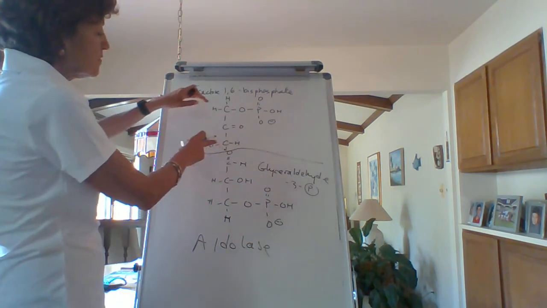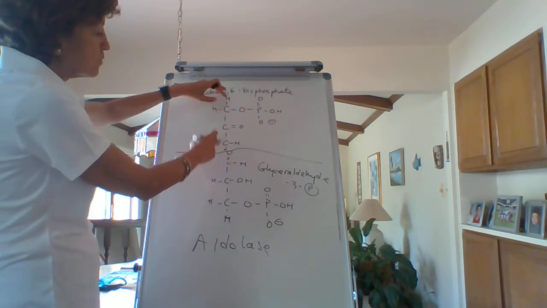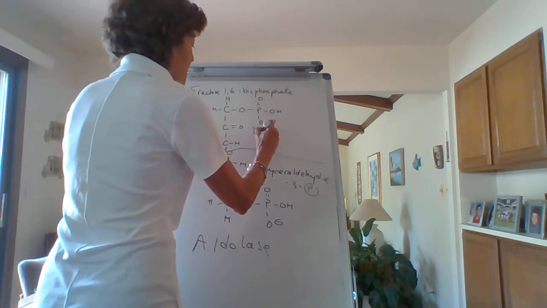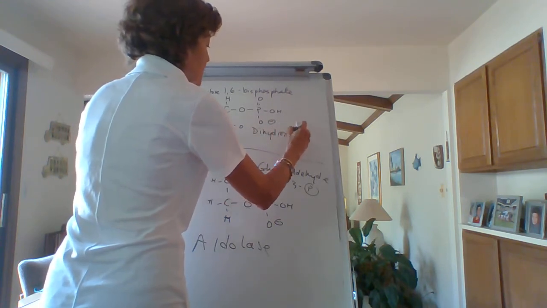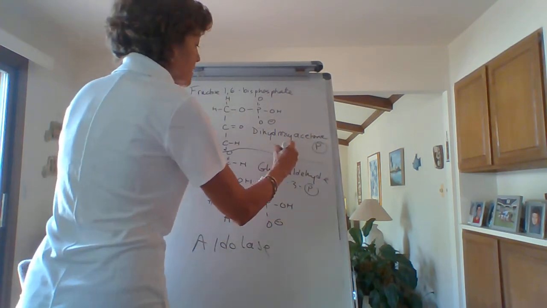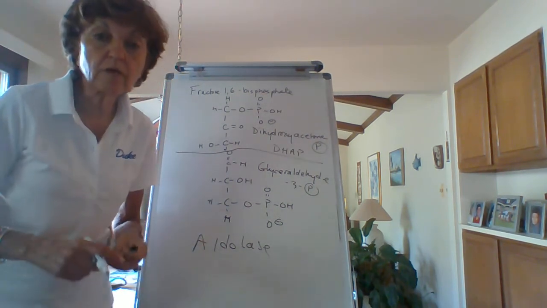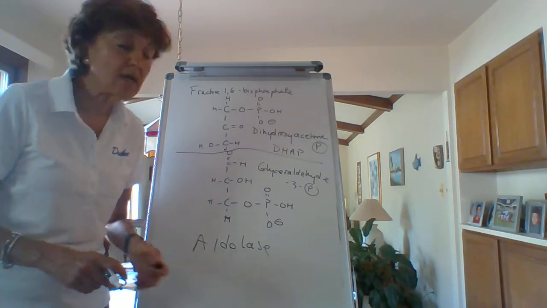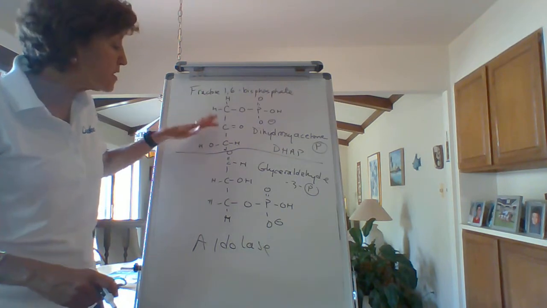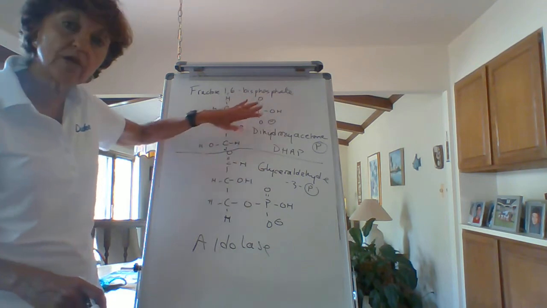And this one is dihydroxyacetone phosphate. So remember, acetone was 3 carbons with a carbonyl in the middle. So this one is called dihydroxyacetone phosphate. Sometimes we abbreviate it DHAP. So anyway, reaction number 4 is catalyzed by the enzyme aldolase. The substrate is fructose 1,6-bisphosphate. The products are glyceraldehyde 3-phosphate and dihydroxyacetone phosphate, 2 3-carbon molecules.